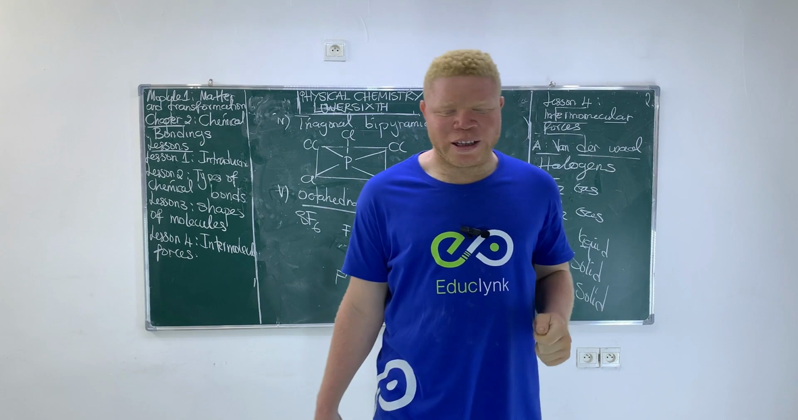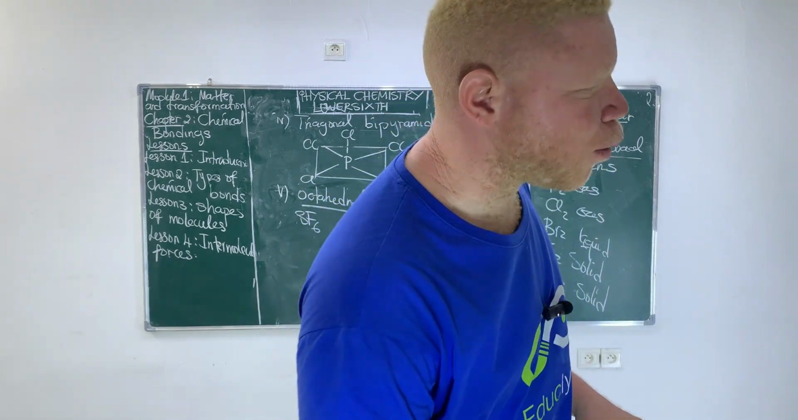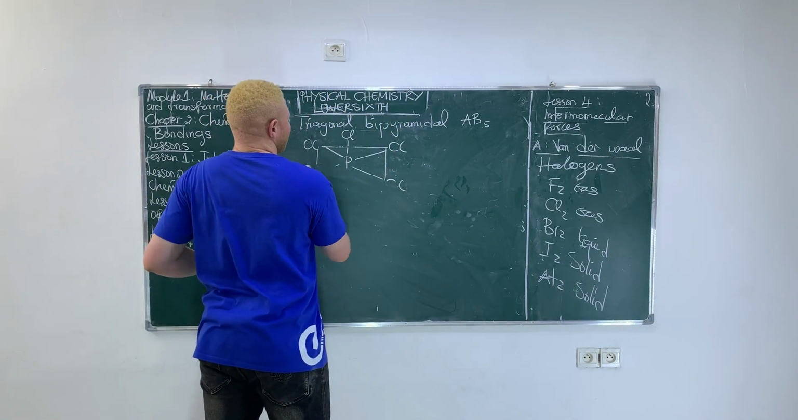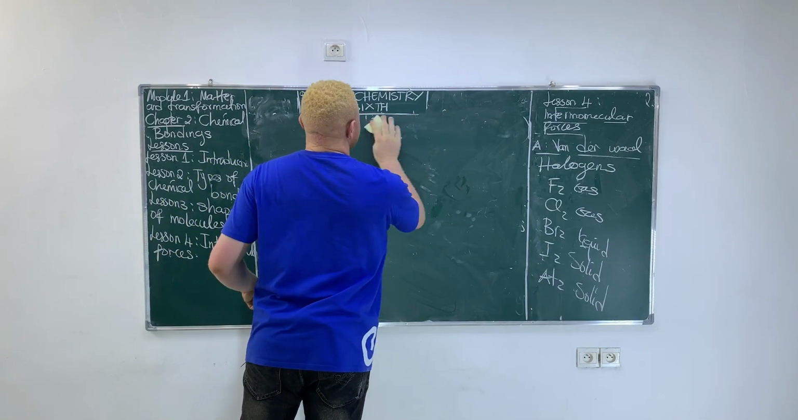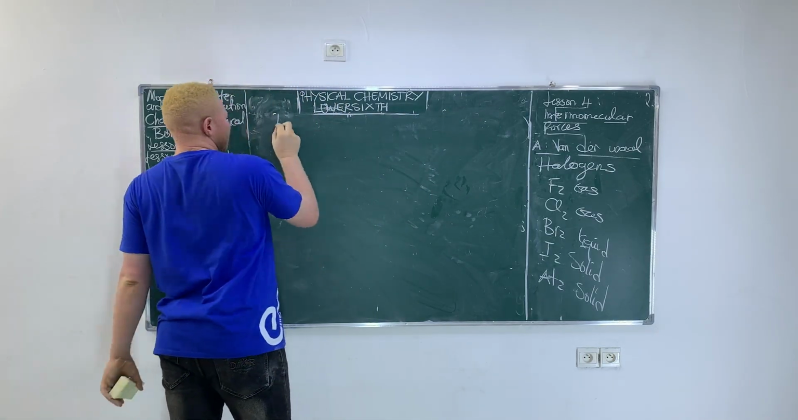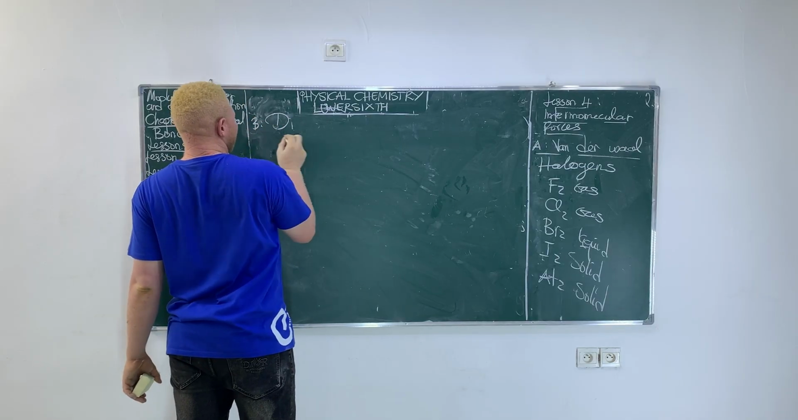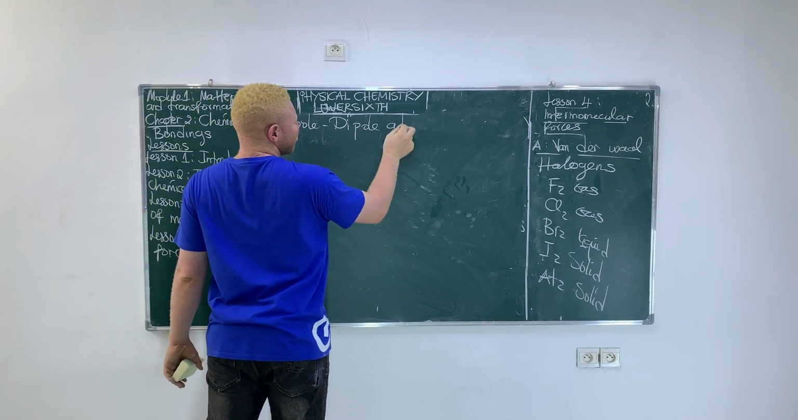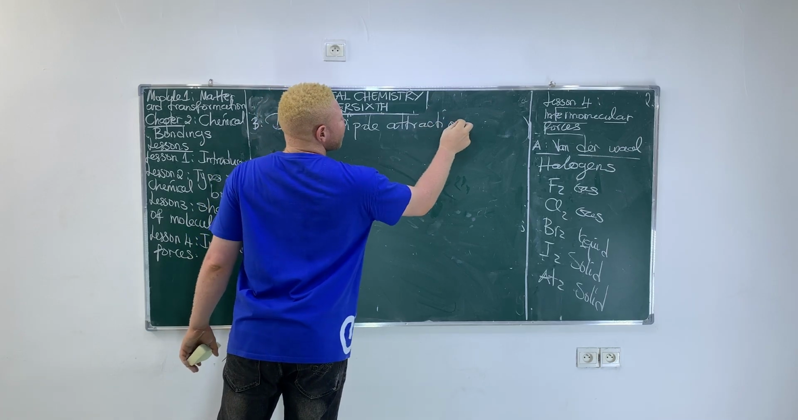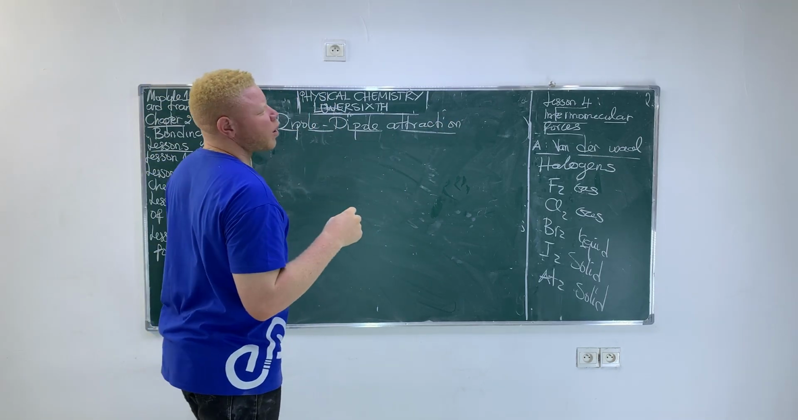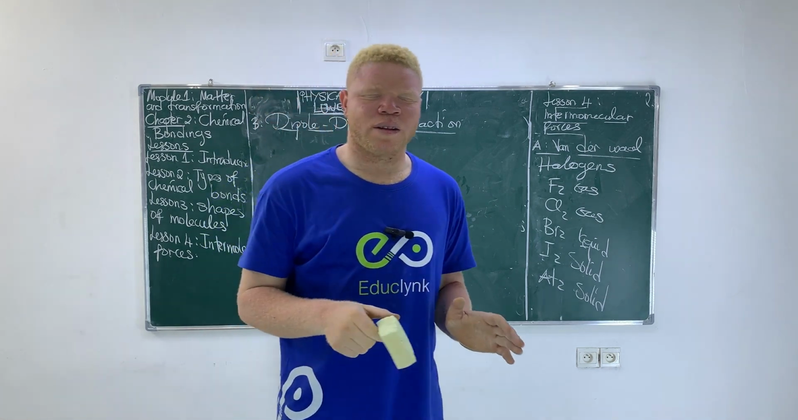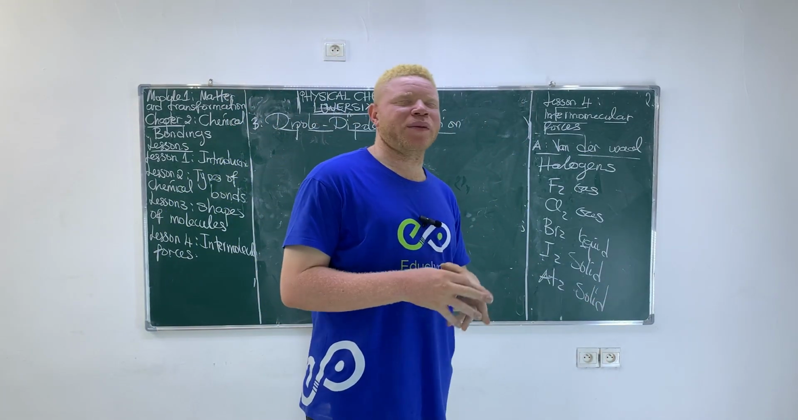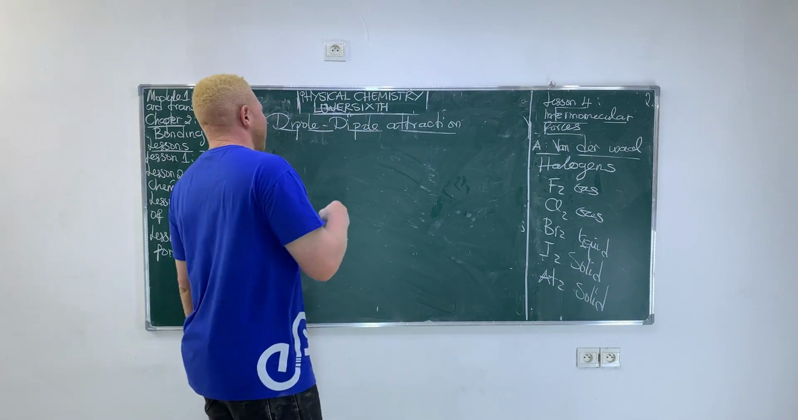So our next type of intermolecular force we are going to see is B, dipole-dipole attraction. In the dipole-dipole attraction, the attraction is between a less electronegative element and a more electronegative element. So let's take the case of hydrogen fluoride.